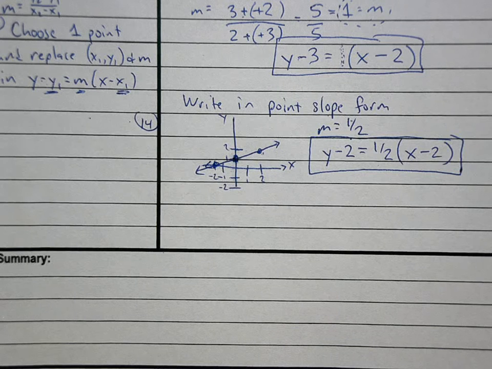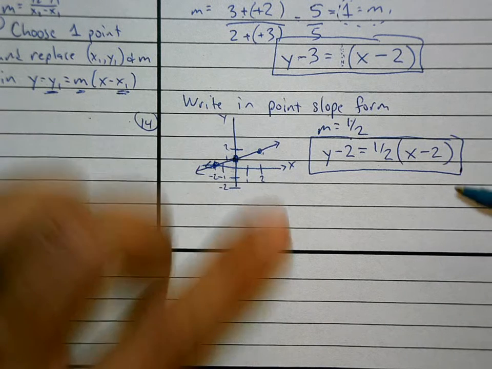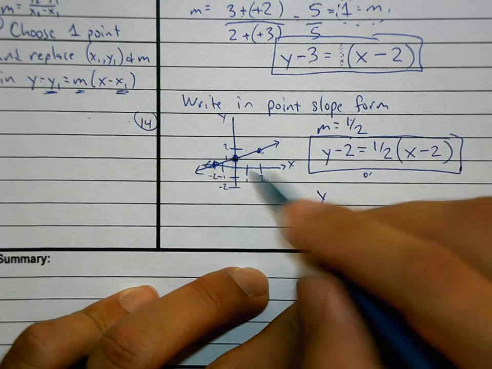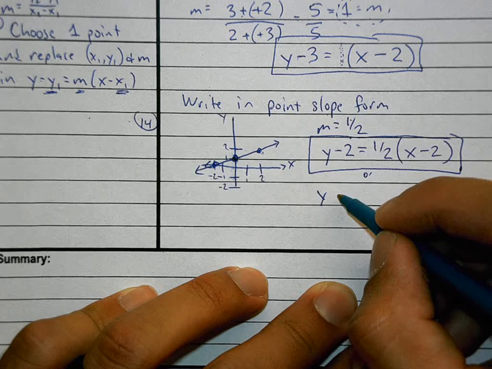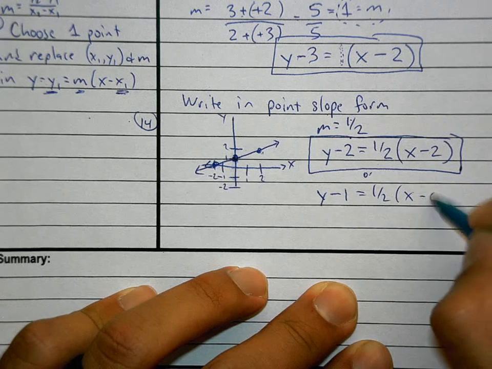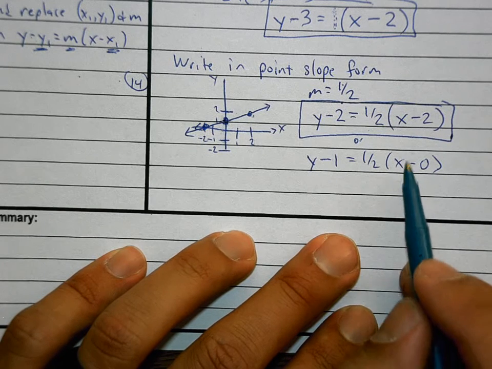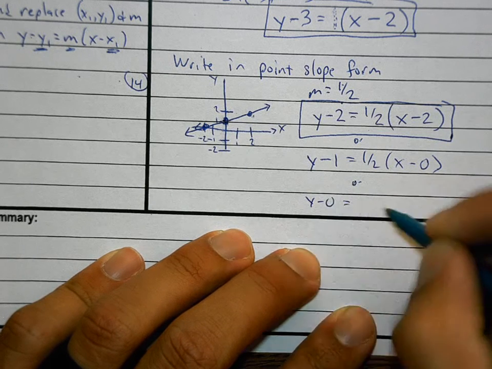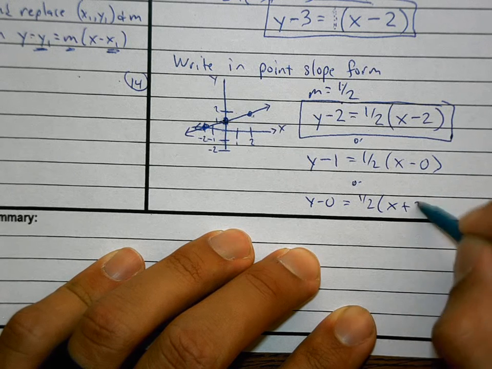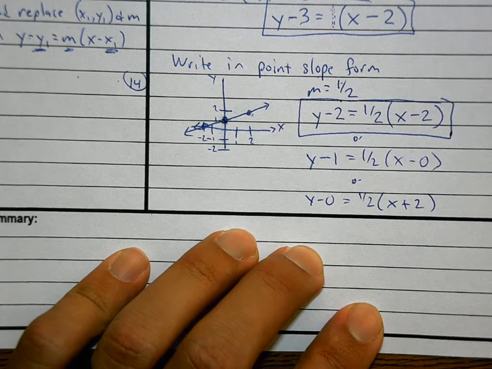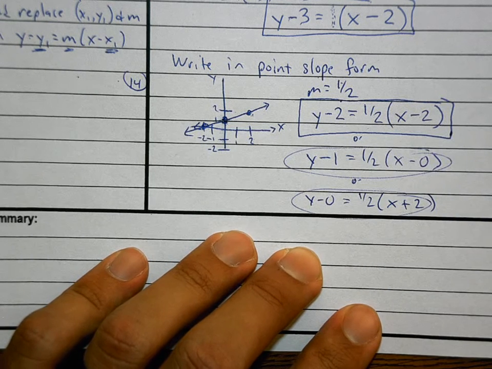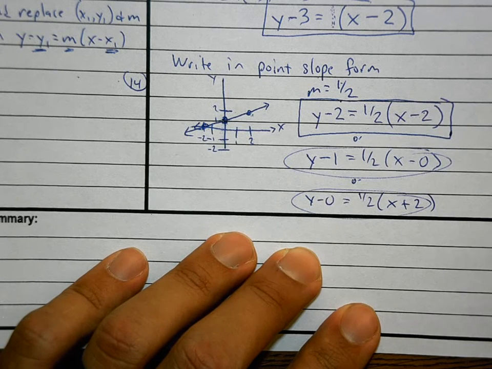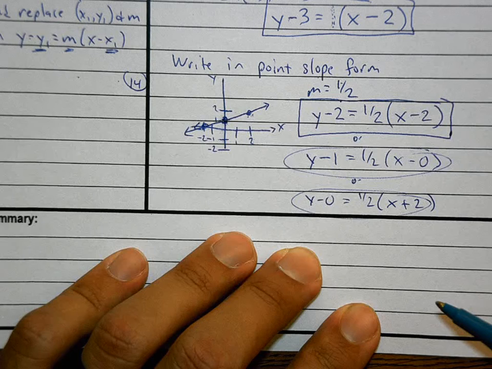The only other thing that I should mention is that you can have multiple answers. I would accept this as an answer. If you pick this point, your answer would have looked like this. This is 0, 1. So it would be y minus 1 equals 1/2 x minus 0. Do I have to write minus 0? No, you could just write x. I would accept it. And I would also accept this point. y minus 0 equals 1/2 x plus 2. So for me as the math teacher, I have to have 3 answers on my answer key. But for you, you only have to pick one. Just know that when I grade you, I have 3 answers that I accept. This one, or this one. They're the same graph. Don't freak out by it.